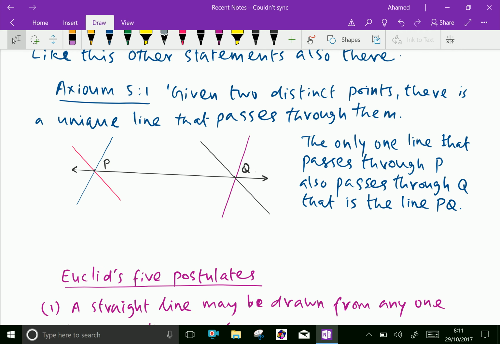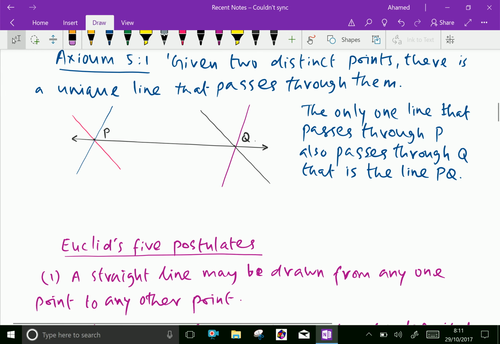Axiom 5.1: Given two distinct points, there is a unique line that passes through them. Look at this figure. The points are P and Q. The only one line that passes through P also passes through Q. That is the line PQ. Here there is no chance to draw another line through P and Q. Only one line, PQ, is possible.